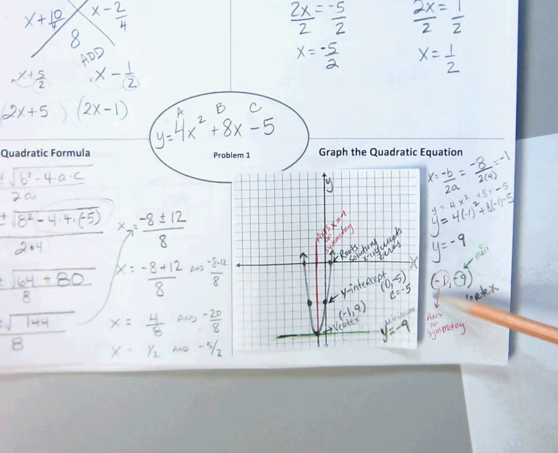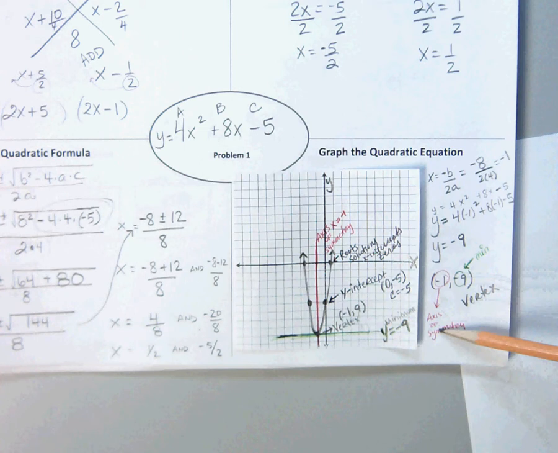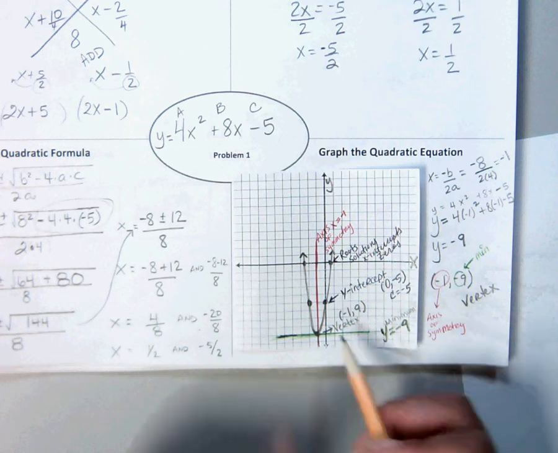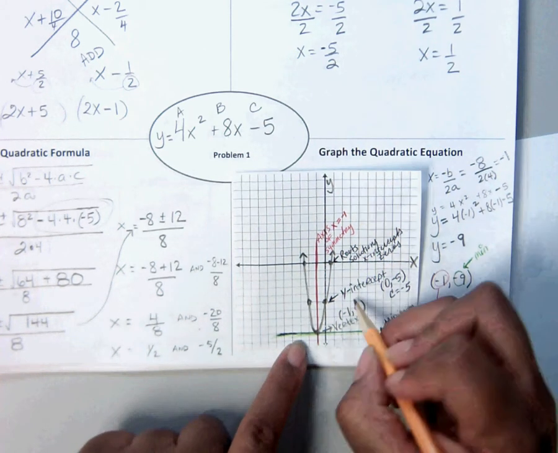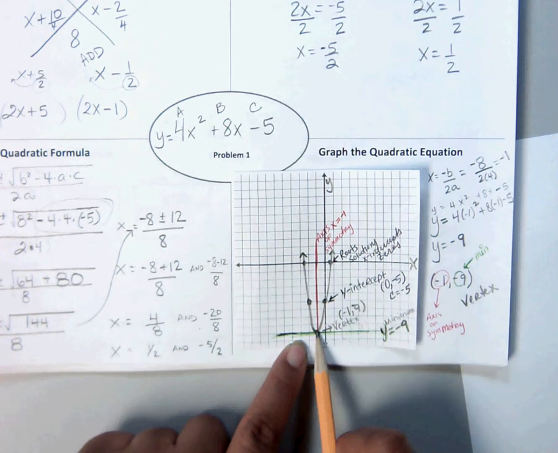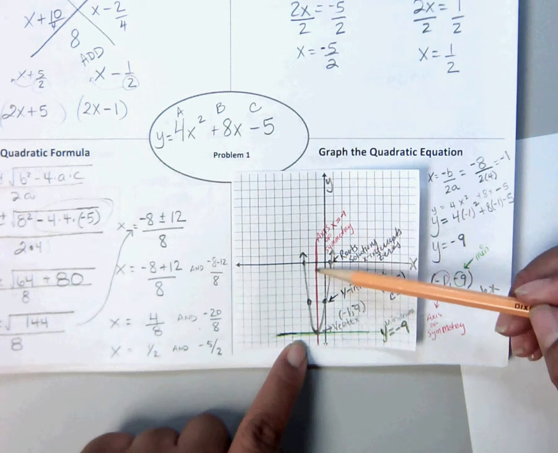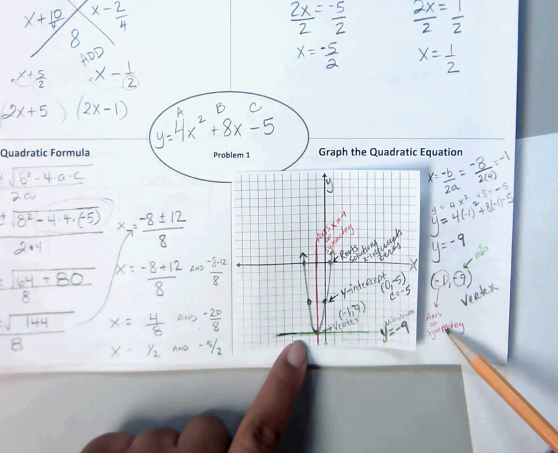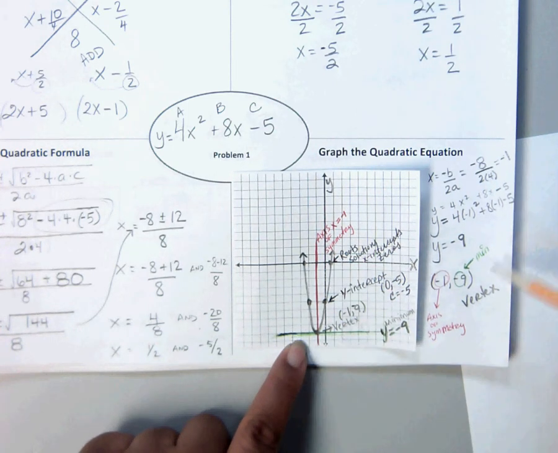When I put that together, that is the axis of symmetry, and that is the minimum for the problem. So I plot negative 1, negative 9, excuse me. I draw my axis of symmetry, which is red for this. My minimum, which I chose green. I don't care what colors you use.